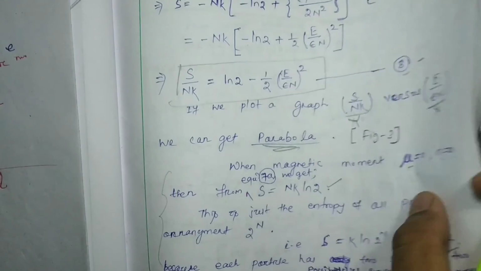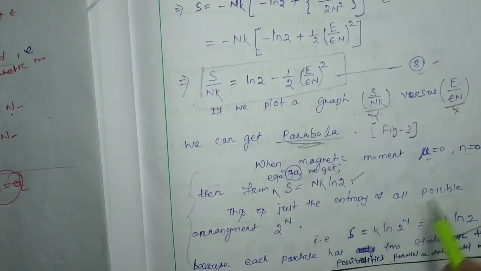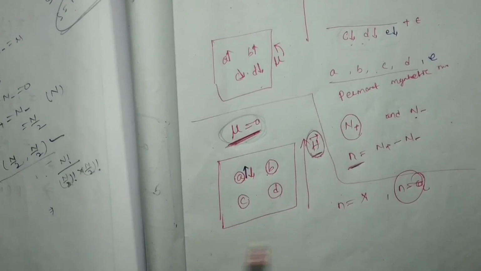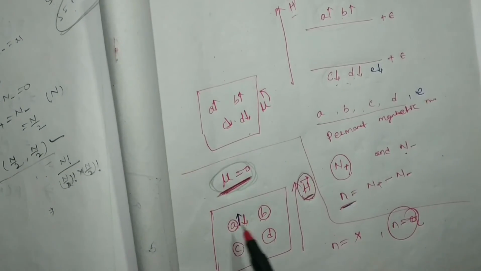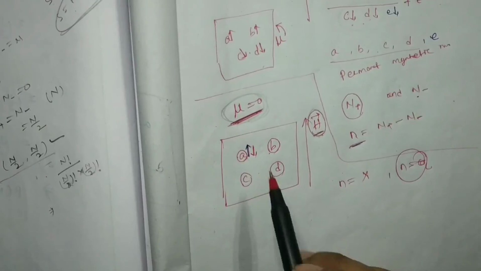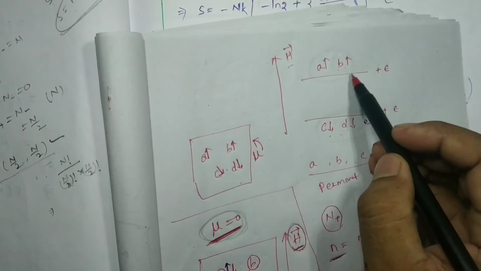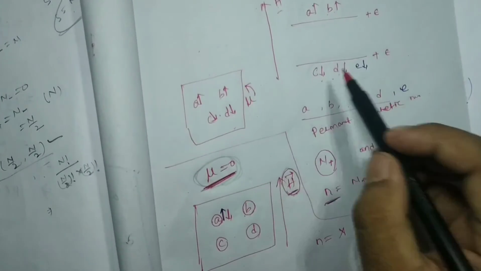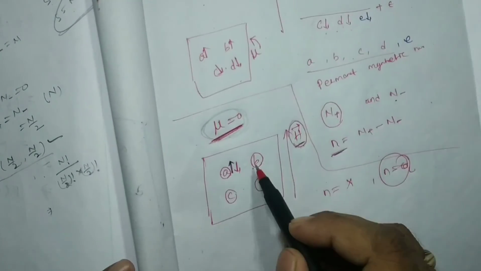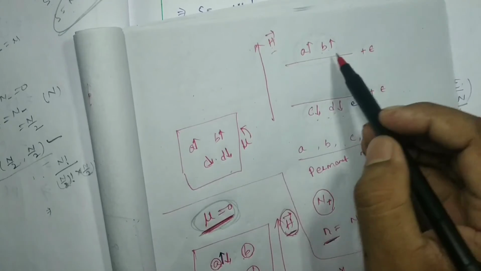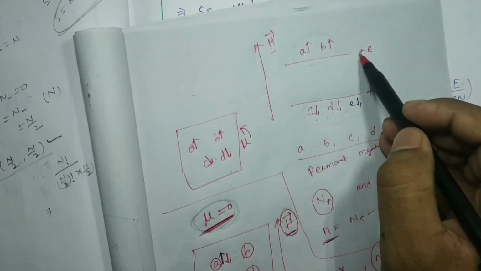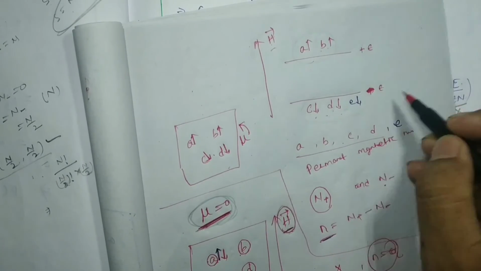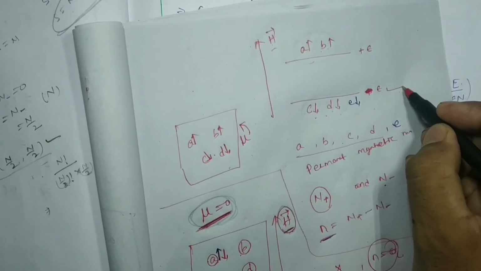Okay, this is just the entropy of all possible arrangements. That means this particle A can be moved to this energy state, or can be moved to that energy state. B also can be moved to the energy state plus epsilon, or can be moved to the energy state minus epsilon.